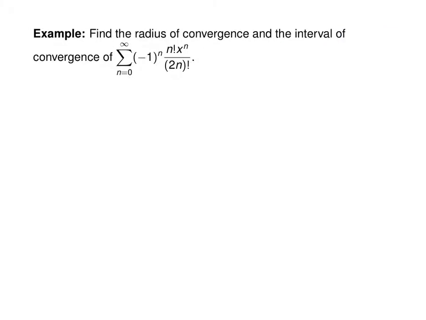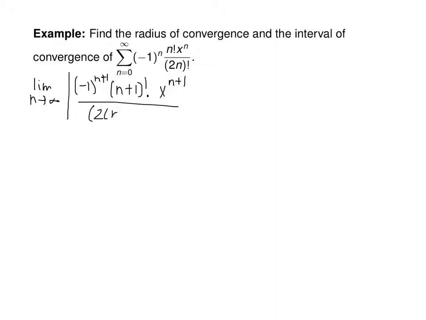Next, find the radius of convergence and interval of convergence for this particular series. So let's apply the ratio test again. So negative 1 to the n plus 1, n plus 1 factorial, x to the n plus 1, all over 2 times n plus 1 factorial, multiplied by 2n factorial over negative 1 to the n, n factorial, x to the n.